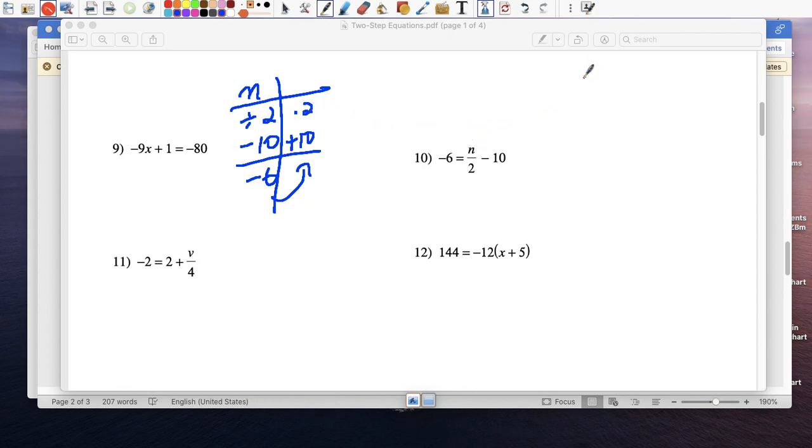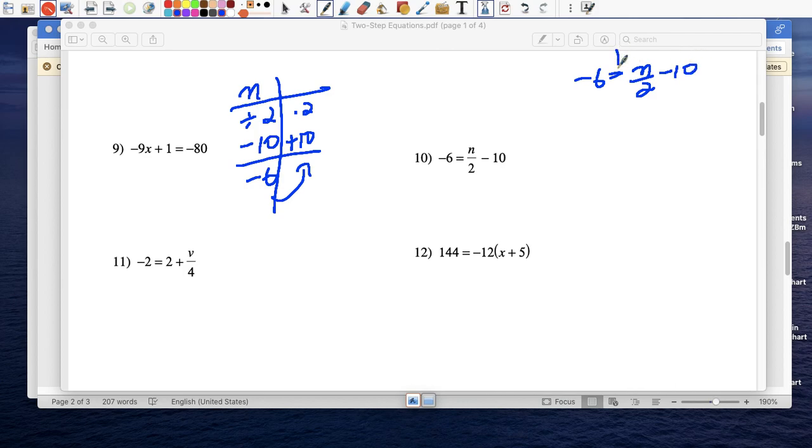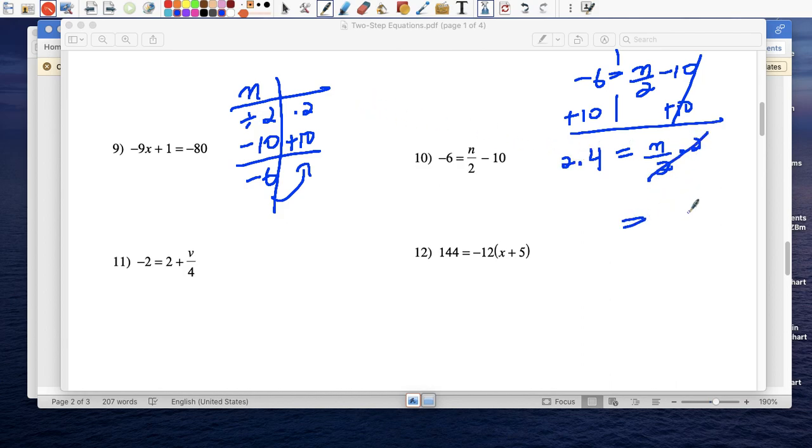So let's do that. Negative 6 equals n over 2 minus 10. I'm going to add 10 to the right side and plus 10 on the left side. Negative 10 and 10 is 0. I'm left with n over 2. Negative 6 plus 10 is 4. Now it tells me to multiply this side by 2 and multiply this side by 2. These two simplify to 1. I'm left with n. 2 times 4 is 8. So I got 8 as n.